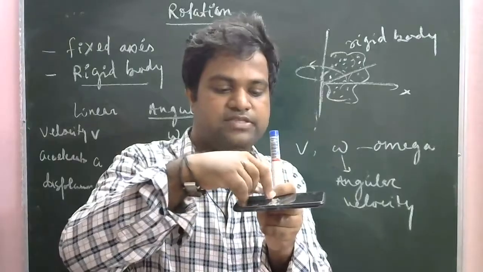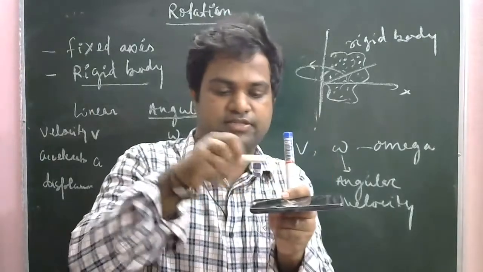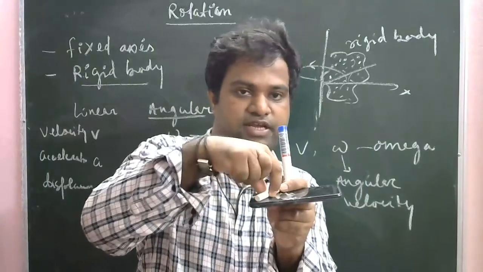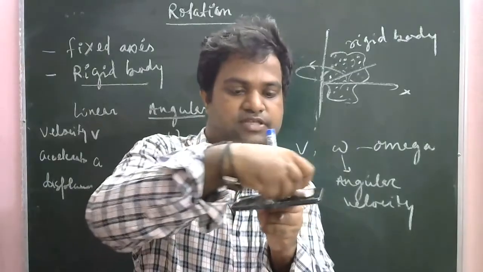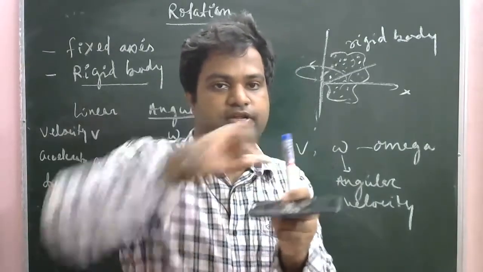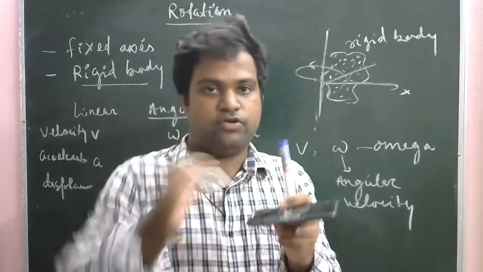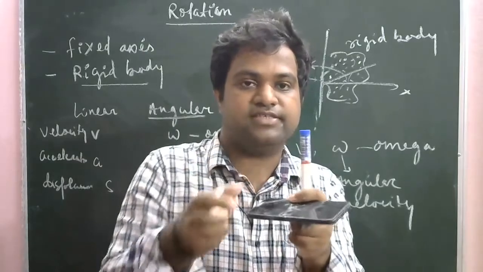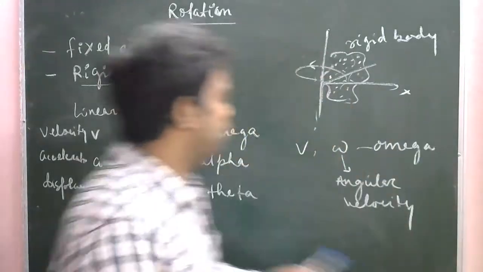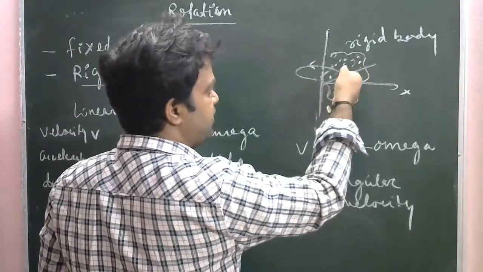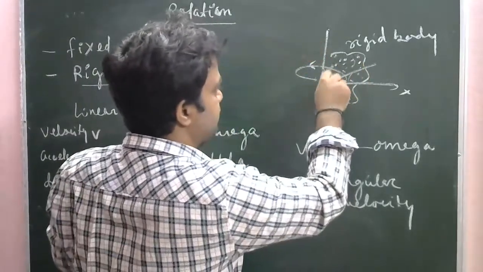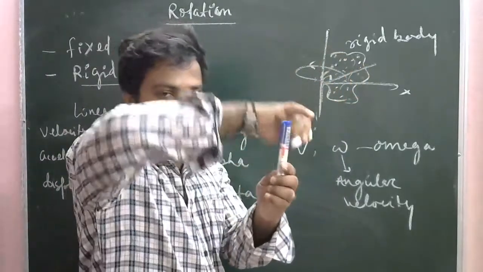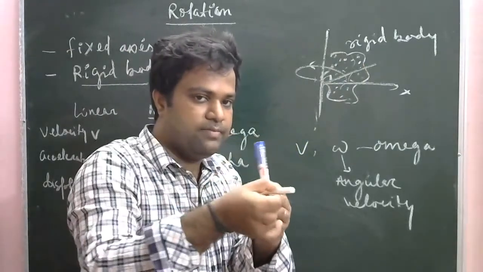So my reference line will change. This is suppose x. Now the reference line will change like this. Initially the object is here, then the reference line will rotate around this axis. So the reference line will also rotate, right? And remember, the reference line is perpendicular to the axis of rotation. This is important. This is 90 degrees. And this reference line will rotate in the plane perpendicular to the axis.